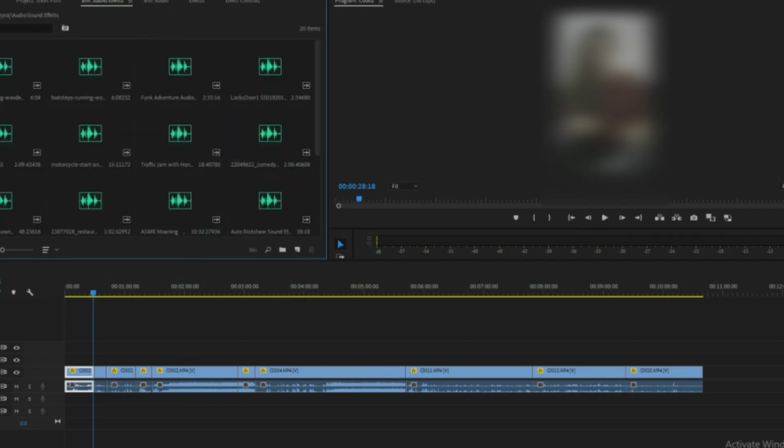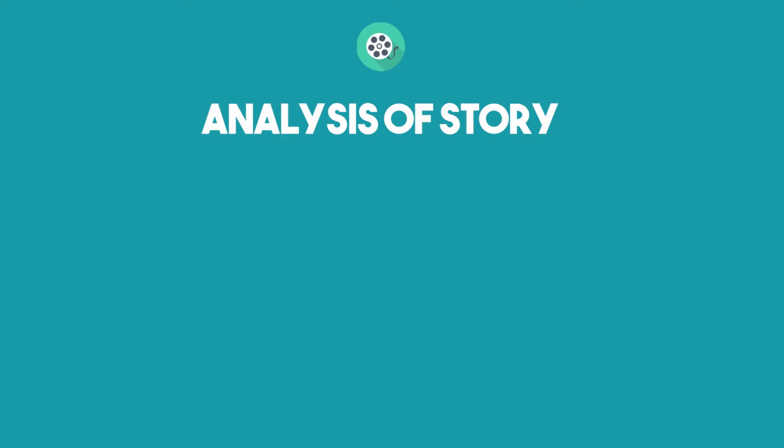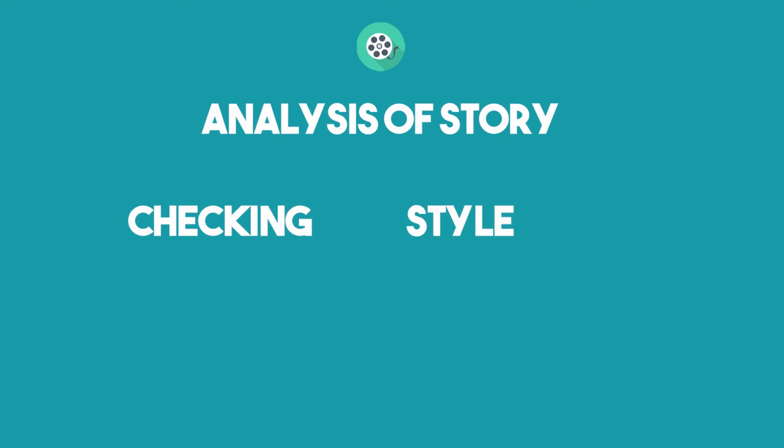After adding the sound, the next step is the analysis of the story. Film is not only a visual medium, audio is also a part of it. That is why after aligning the audio, you will get to know what exactly the mood of your film is. So in the analysis, we will check the style of the film, pace and the mood.